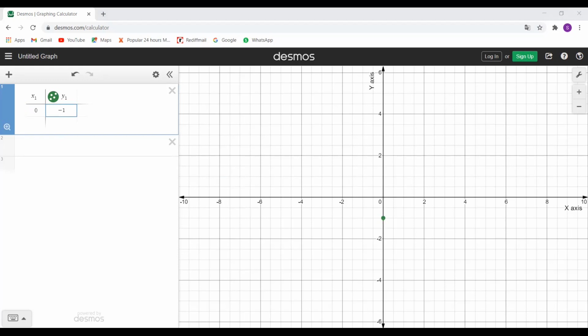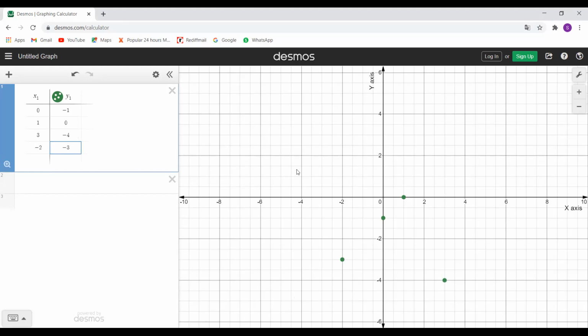My next value is 1 and 0, so I will plot 1 and 0. You can see it got automatically plotted here. The third value of equation 1 is 3 and minus 4, so I will plot here 3 and minus 4. My fourth value is minus 2 and minus 3. My points got plotted here.